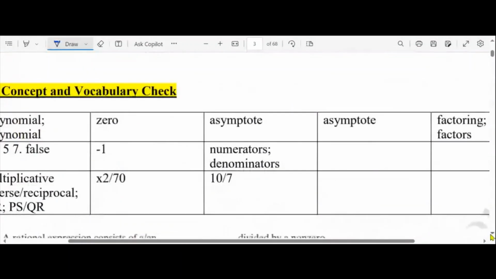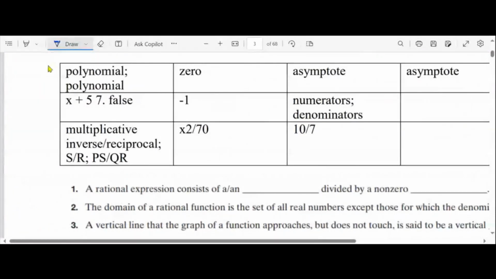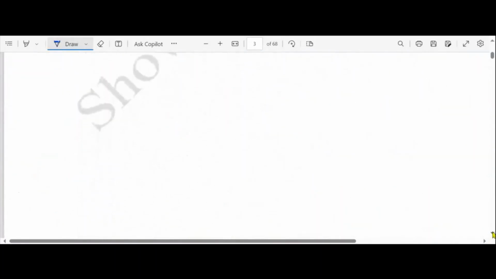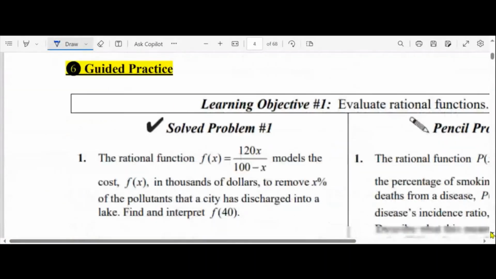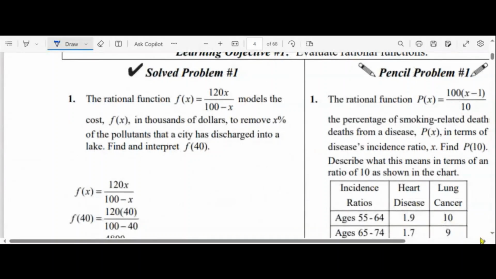Now, those are the vocabulary. You need to match the words with the correct sentence. That's your classwork, right? Now we start the class now, okay?